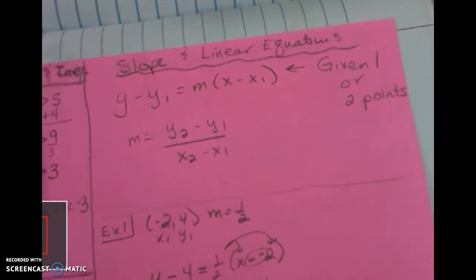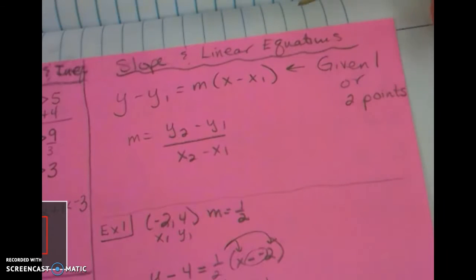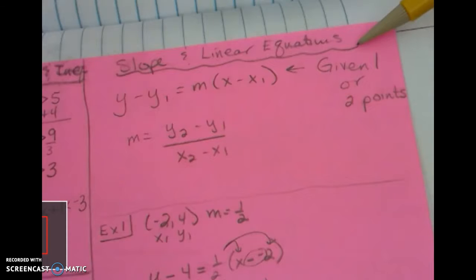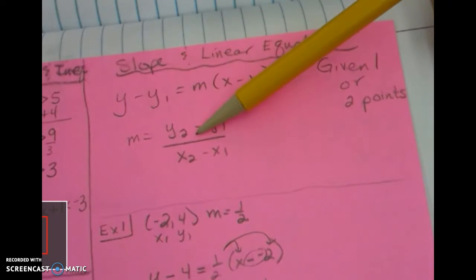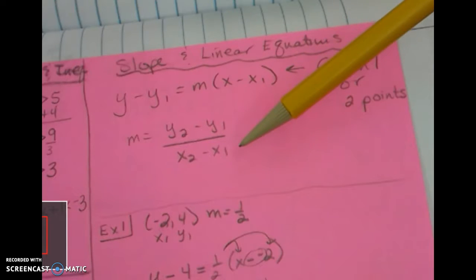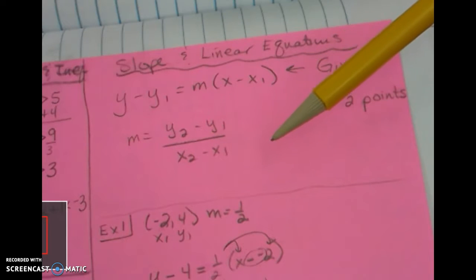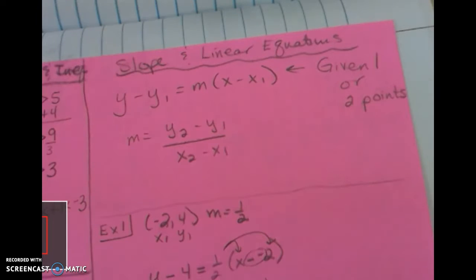Okay. So for slope linear equation, here's the first formula. You have point slope when you're given one or 2 points. And then here's your slope formula. Remember, you have the blue and the purple signs on the wall. Those will remain on the wall.